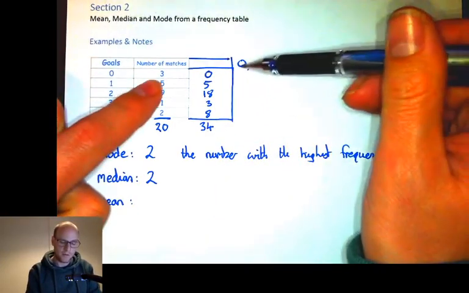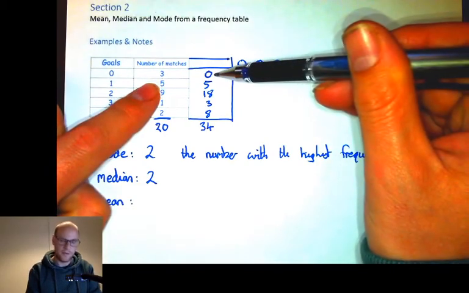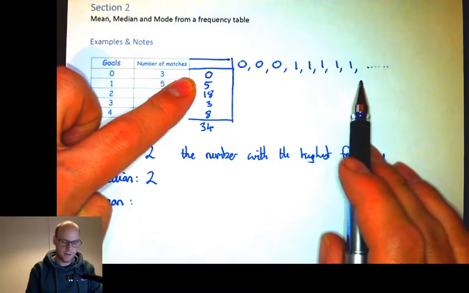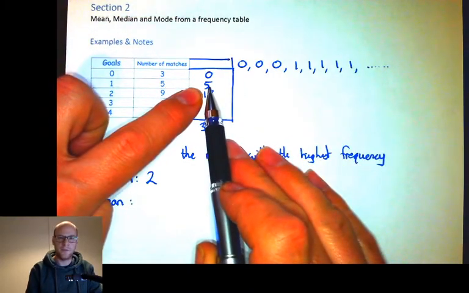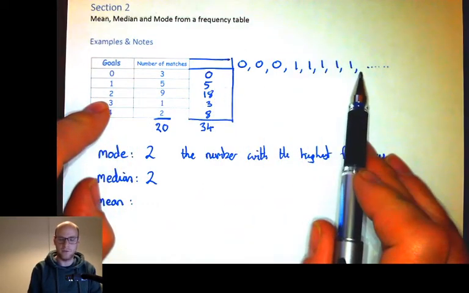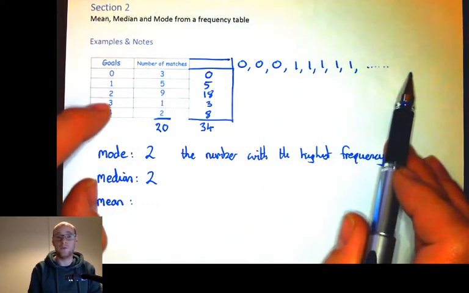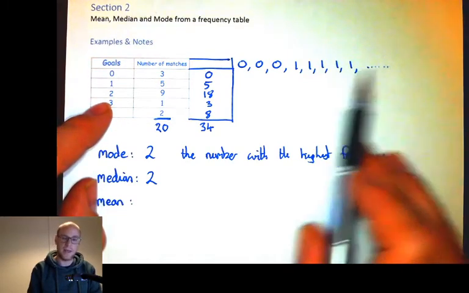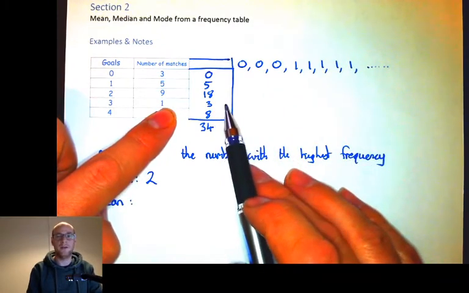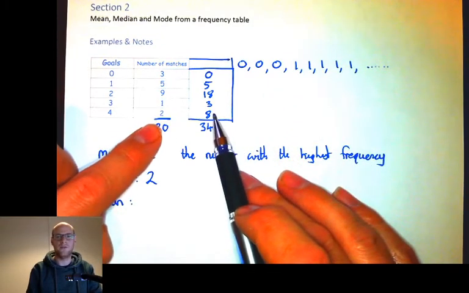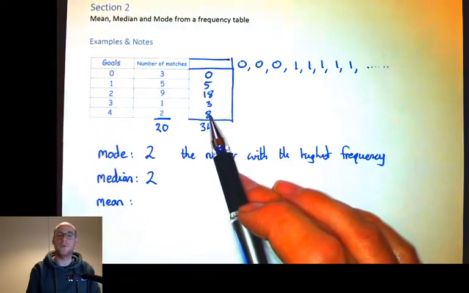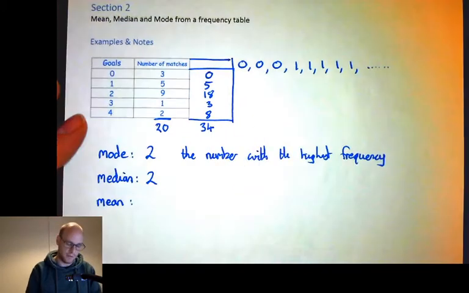Well, those 3 zeros, they add up to 0. The next 5 ones, they add up to 5. And what about the next 9 twos? So if you imagine my list carrying on 2, 2, 2, 2, 2, 2, 2, I have to add up all those 2s. There's 9 of them, so that would make 18. And then I've got 1 3 in my list, which obviously adds a 3. And then I've got 2 4s, and that adds an 8 to my total. So you can see that actually this is just me building up my total one number at a time. So my total is 34.